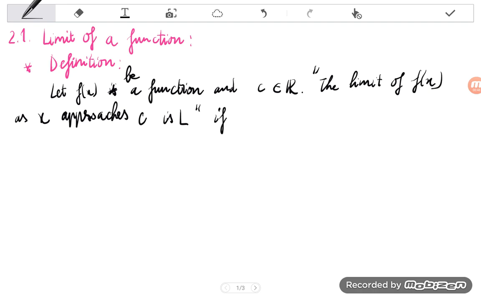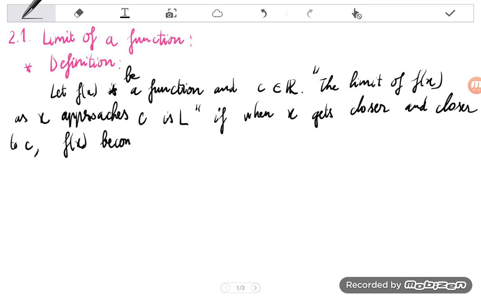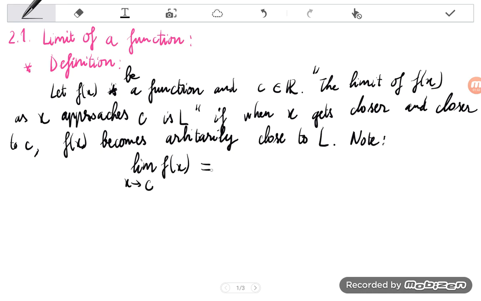We say that the limit of f(x) as x approaches C is L if, when x gets closer and closer to C, f(x) becomes arbitrarily close to L. And we can note this statement by limit of f(x) as x tends to C equals L.